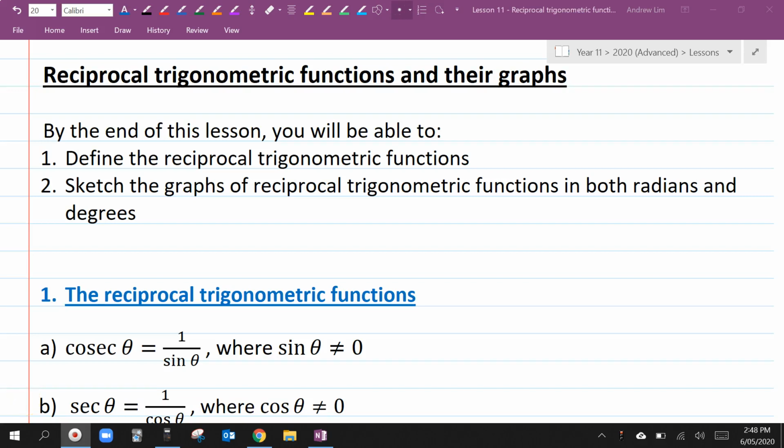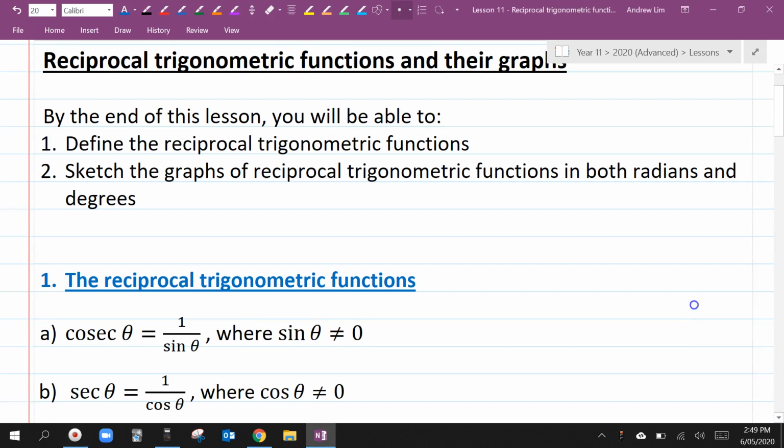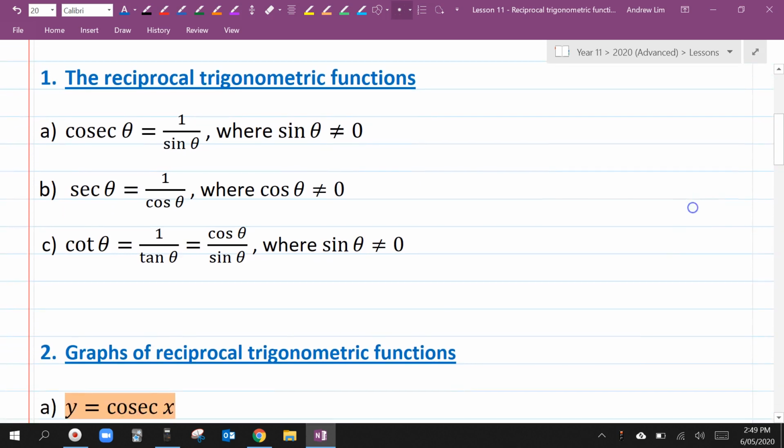It's your teacher, Mr. Lim here, and in this video we are going to be looking at reciprocal trig functions and their graphs. So by the end of this lesson, you'll be able to define the reciprocal trig functions and sketch the graphs in both radians and degrees. So let's have a look at the first part of today's lesson.